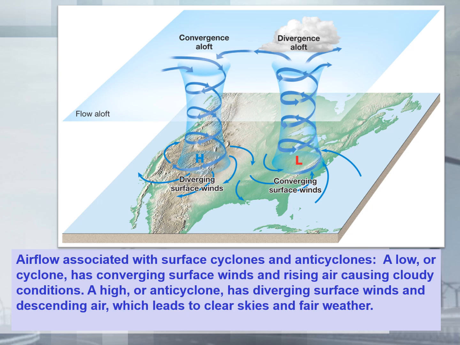All right, so a low or cyclone: converging surface winds, rising air giving us cloudy conditions. Our anticyclone or high pressure has diverging surface winds, descending air, which leads to clear skies and fair weather.